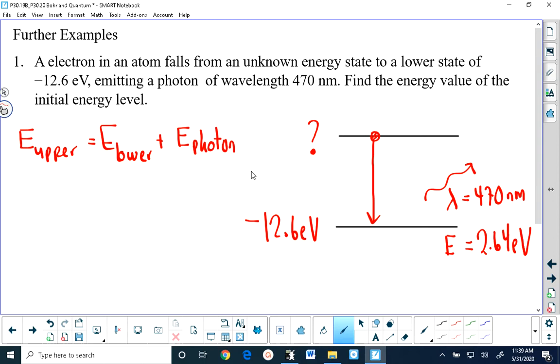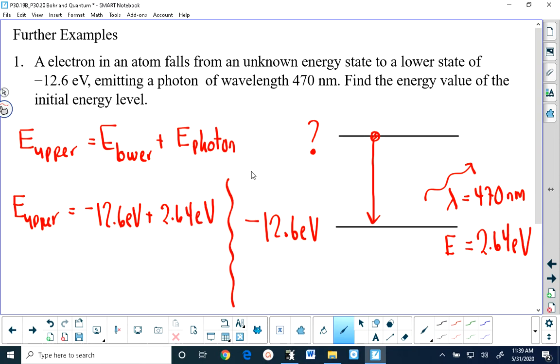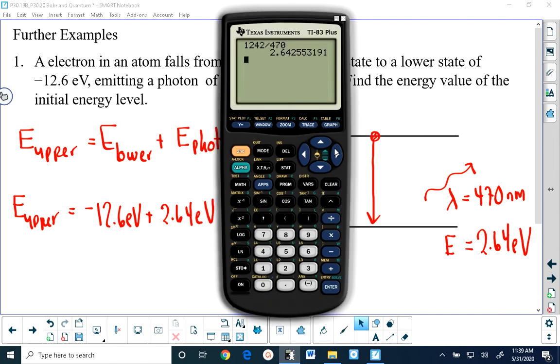So to answer this question, all we have to do to find the energy of the upper level is take the energy of the lower level, which is negative 12.6 eV, and add the energy of the photon, which was the 2.64 eV. And that's going to give us our answer. So we get negative 9.96 electron volts.